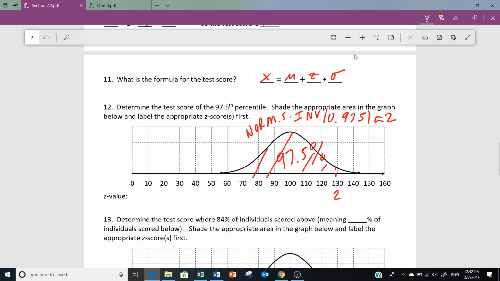How do we know that the test score is 130? How do we find the test score? Let's use that formula at the top. Let's use x equals mean plus z times standard deviation to show that when you plug 2 into the equation, you get 130. So let's go ahead and do that. Oh wow, you did already. Very good. I want to see you guys plugging in.